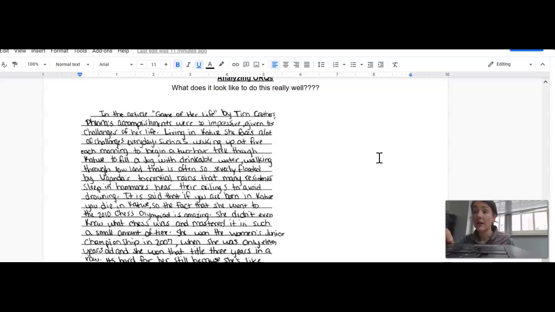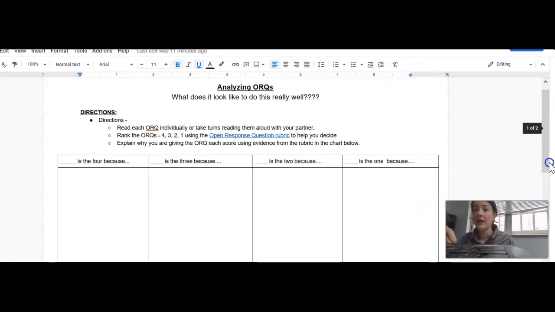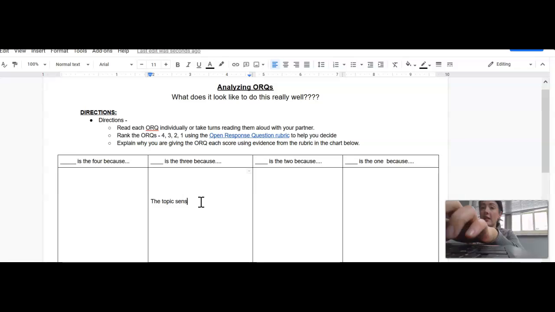That is definitely an argument. The argument is that Fiona's accomplishments were impressive given her challenges. And we do see the name of the article, the writing, the text, and the author. So I would say that this is a proficient topic sentence because it hits all of the key points in the rubric. So that's what I'm thinking about when I read this topic sentence. I would give the topic sentence a 3. So if I go back up here, I'm going to say the topic sentence meets criteria for a 3.